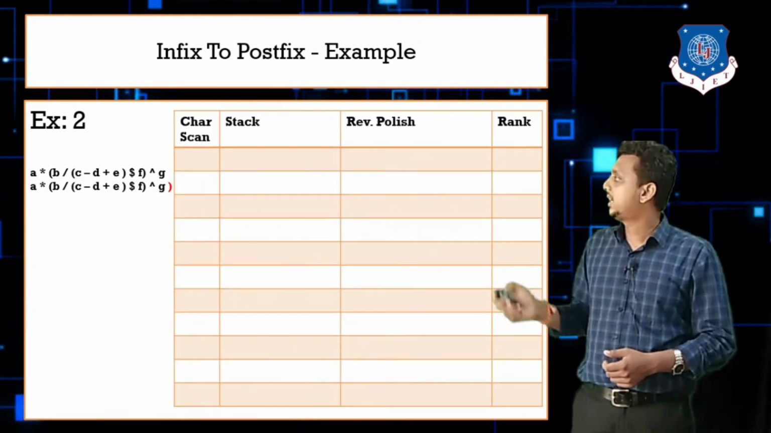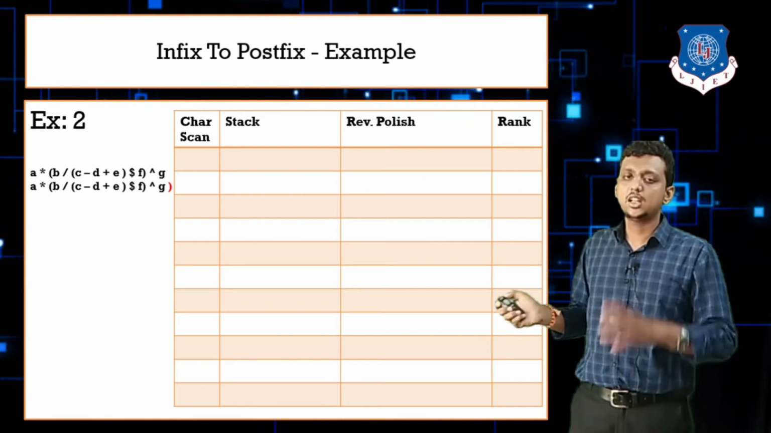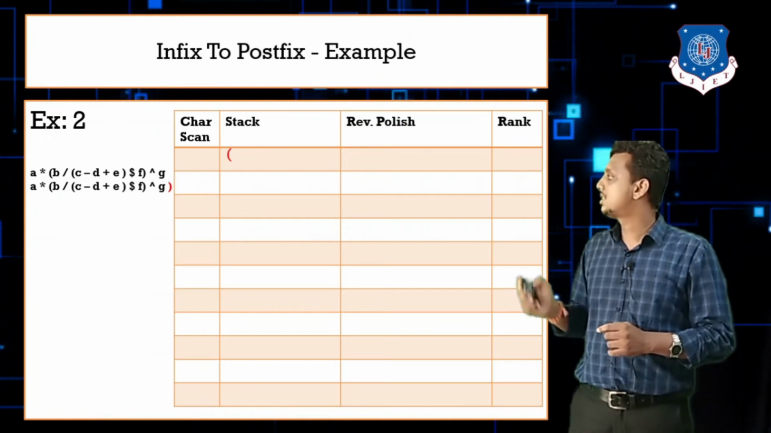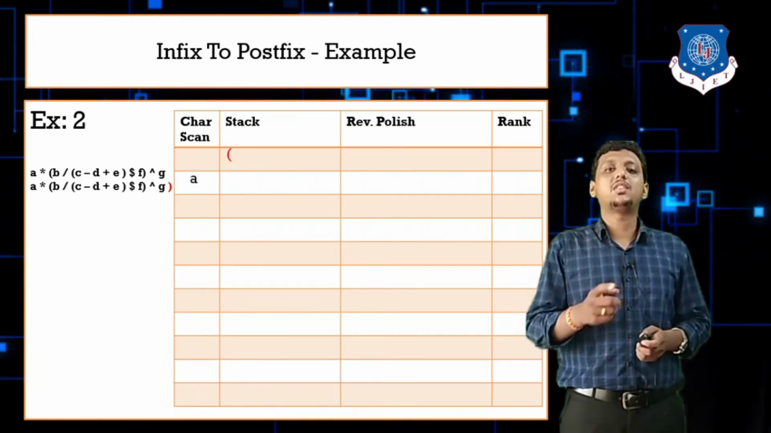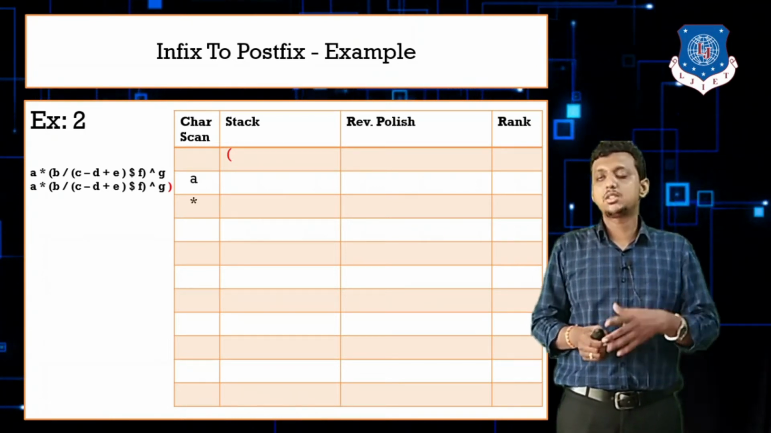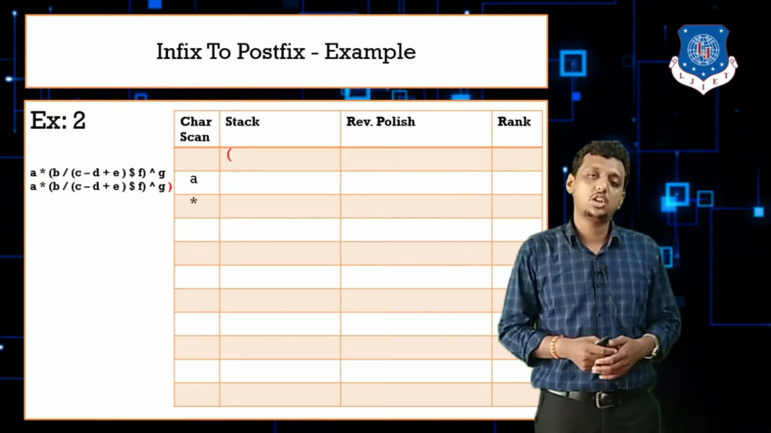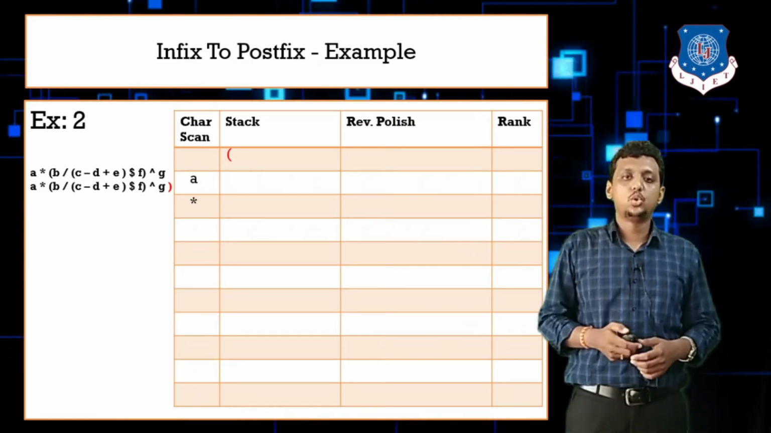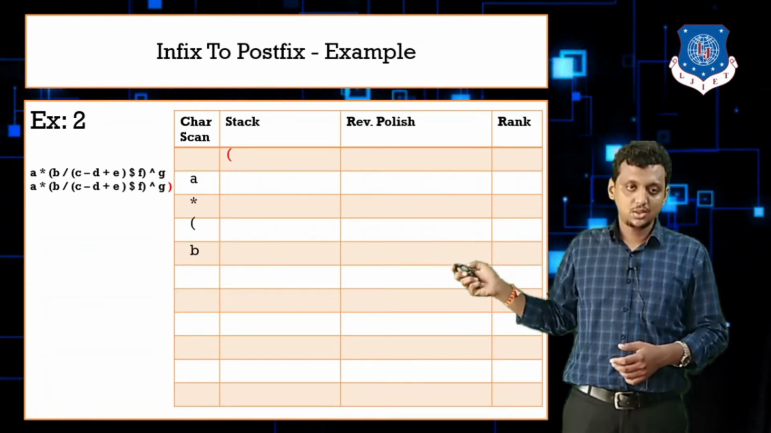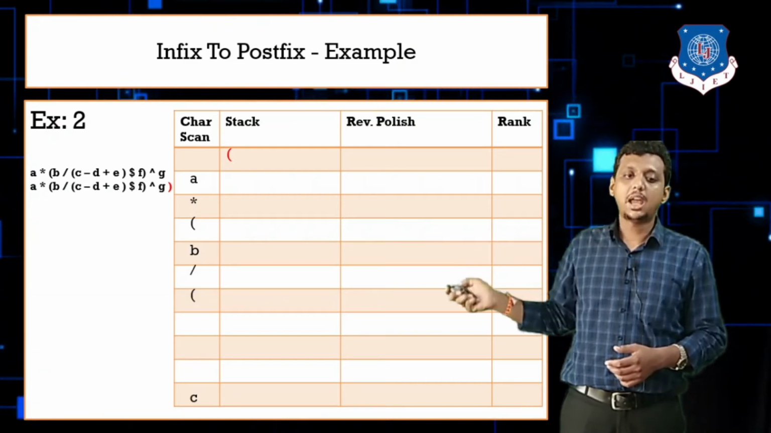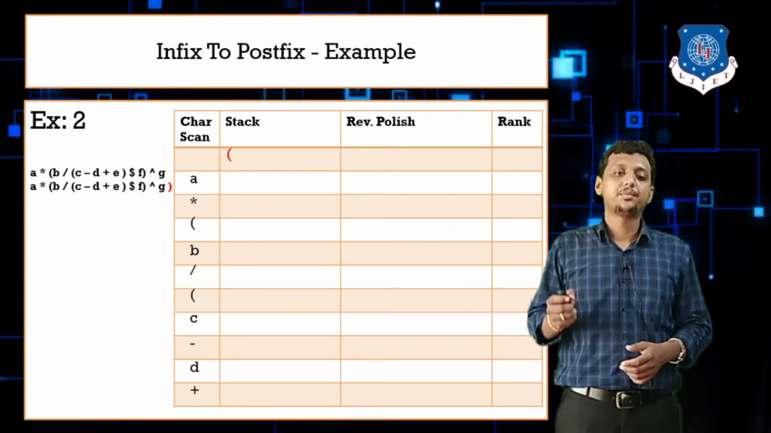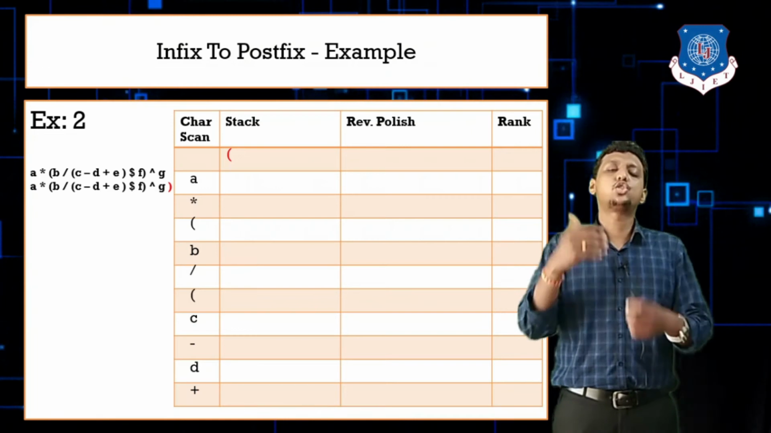So here we have character scan, stack, reverse polish, and rank. Four columns are there. The first thing we need to do is put an opening bracket in the stack. Then, students, we need to start with A. So the first character is A. What I'm going to do, as I already told you, is write down each and every element in my first column so I do not forget it later on. So here it is: A plus opening B division opening C minus D then plus then E. Okay. The rest of the terms I'll show you in the next slide.